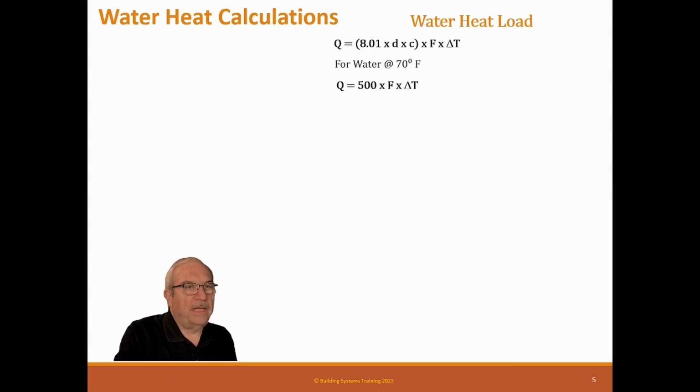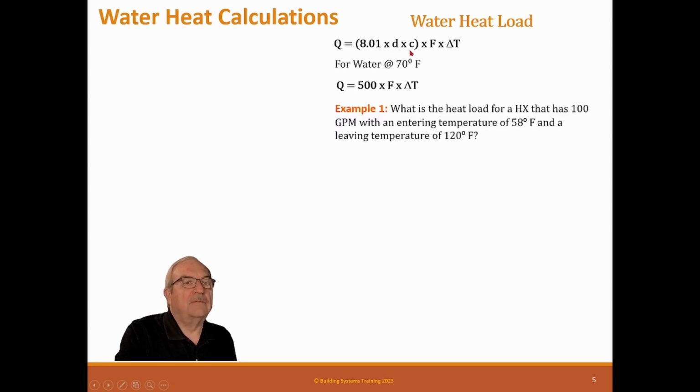Okay, water heat load. So here's the equation to tell how much heat is in water. It's 8.01 times density times C, times F, which is the flow, times a delta T. And C, I believe, is specific heat, but we'll look at that in a second. The heat load for a heat exchanger is 100 GPM with an entering temperature of 58 degrees and a leaving temperature of 120 degrees. So it's a hot water heat exchanger. So that would be Q equals 500.